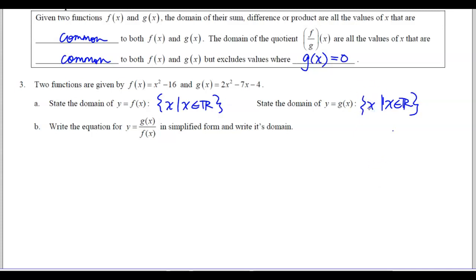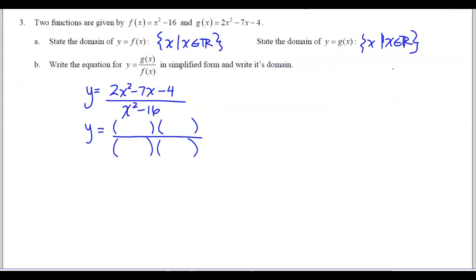Okay. And then write the equation for g of x divided by f of x. Okay, it's a good review for Math 10. So you do that and you factor it, please. Okay, so you want to factor numerator and denominator. We'll divide out any common factors.